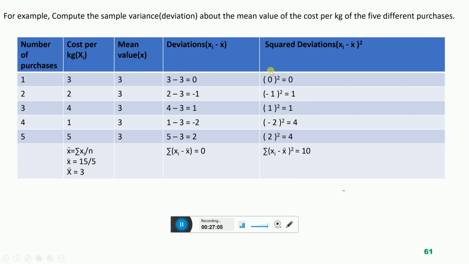So when I am squaring, the square of 0 is 0, the square of minus 1 is 1, the square of 1 is 1, the square of minus 2 is 4, and the square of 2 is 4. So we eliminate the negative sign. And now if I add them together, all the variances are positive and we can add them together. We squared the deviations to eliminate the negative sign and avoid the problem of cancellation of the data items. So that is why we squared, and when we add them together we find 10.